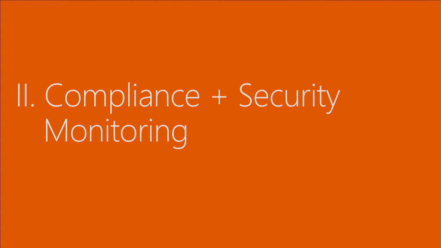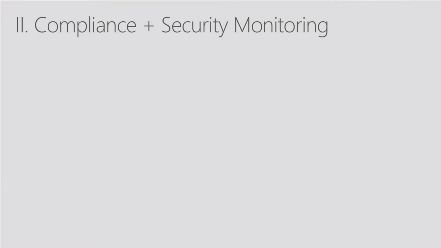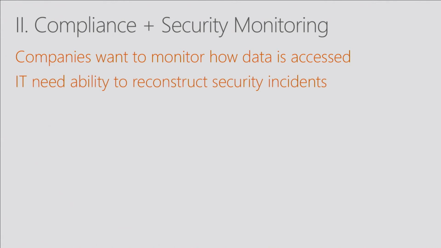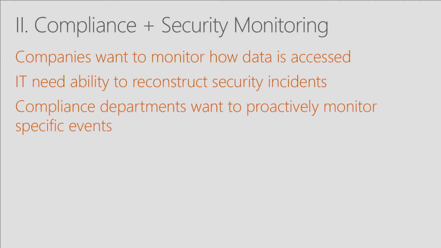The second area is on compliance and security monitoring. And there's three things to be said here. The first thing is that increasingly as companies move from an on-prem setup to more cloud-based setups, people want to be able to understand how their data is being accessed and used. They want to have that transparency. In case there's a security incident, maybe some data got leaked, or a file got out where it shouldn't have, then you want to be able to trace back those events and understand what happened. And finally, in some cases, compliance departments may want to proactively monitor specific events and keep an eye on them.